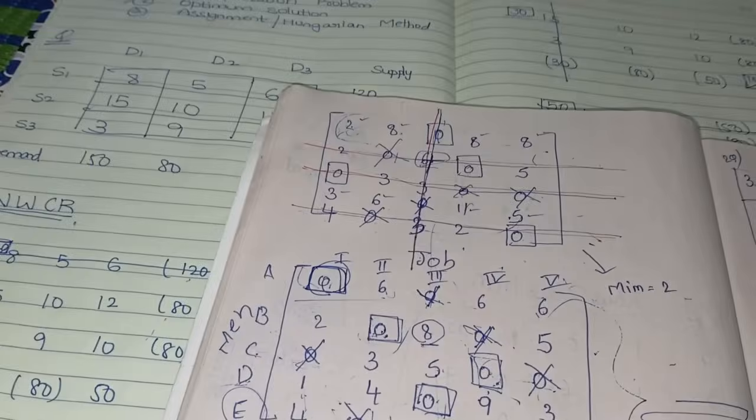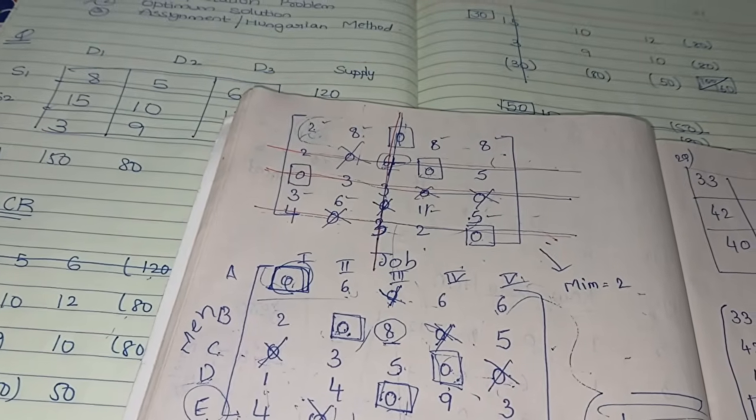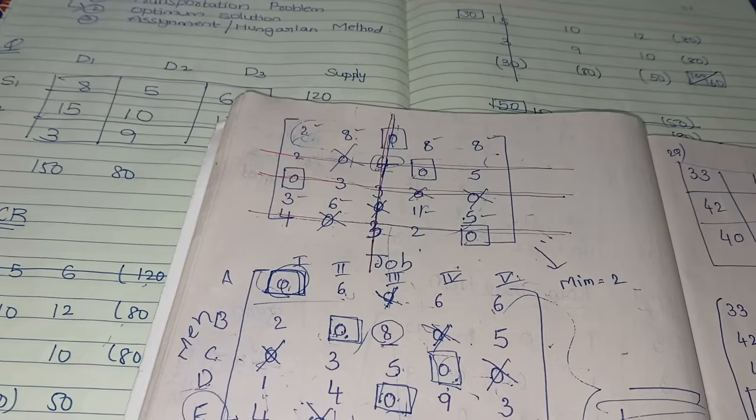After getting the new values, again do the row deduction and column deduction. In each row and in each column at least one 0 should be there. That means at least one job should be there. Okay, so that is the main concept of this assignment problem.